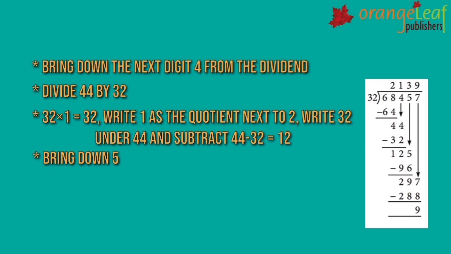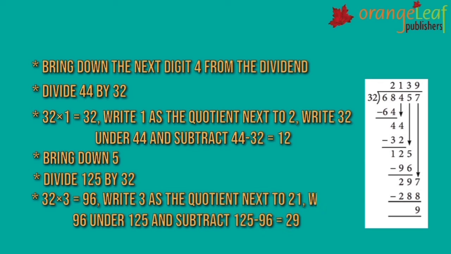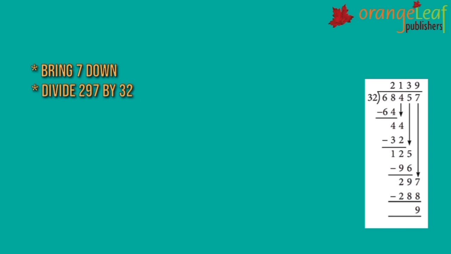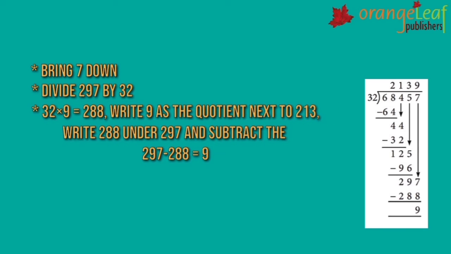Now bring down 5. Divide 125 by 32. 32 into 3 is equal to 96. Write 3 as the quotient next to 21. Write 96 under 125 and subtract it. 125 minus 96 will give us 29. Bring 7 down. Divide 297 by 32. 32 into 9 is equal to 288. Write 9 as the quotient next to 213. Write 288 under 297 and subtract it. The subtraction will give us the answer as 9.